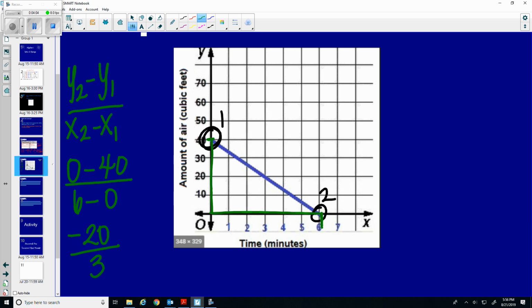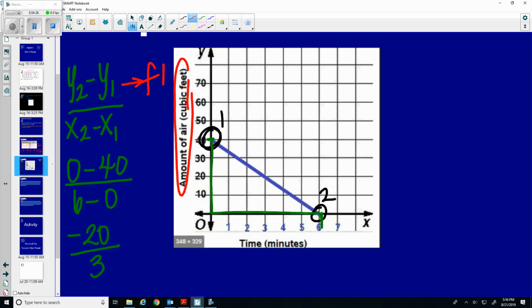Are we done? No, we're not. We don't have our units. Again, you're looking at units. What are the units on the y-axis? It's the amount of air in cubic feet. So we're just going to write the units right here.